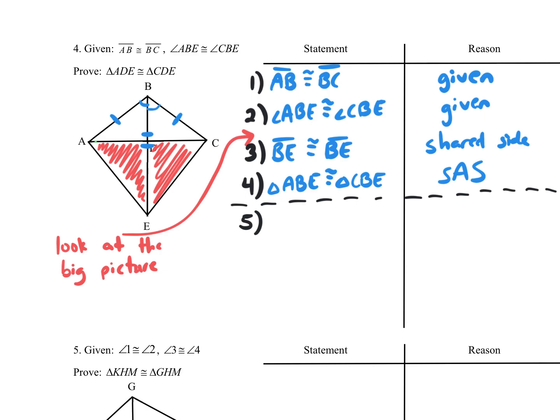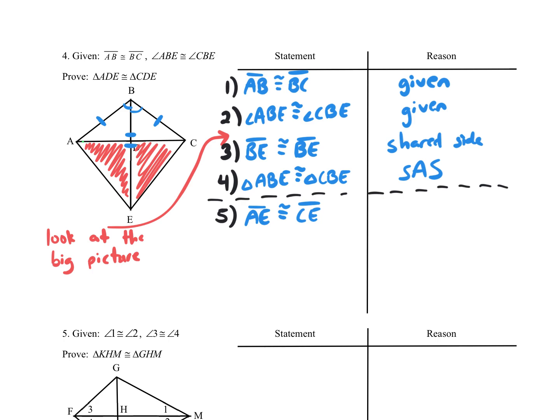congruent to this side here. So we can say that AE is congruent to CE. What would the reasoning be for that? Corresponding parts. Awesome. Okay, and again, go ahead and mark that there.